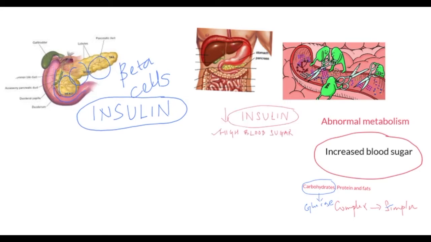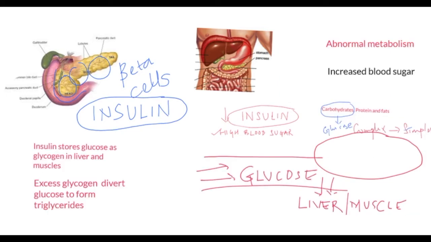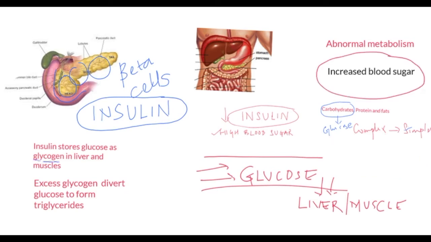Now we know that the beta cells of the pancreas produce insulin, and the lack of insulin has a major role in the development of diabetes. So what does insulin do with regards to glucose in the body? What insulin does is it stores glucose as glycogen in the liver and the muscle cells.